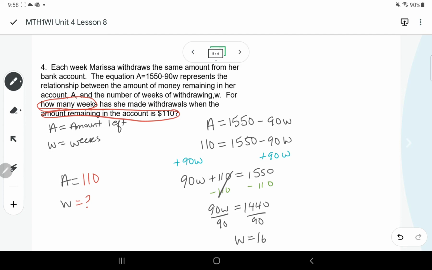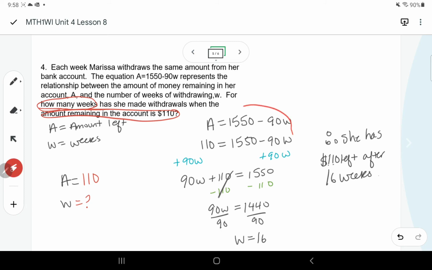that's 16 weeks. So again, word problems always answer in a sentence. So therefore, she has $110 left after 16 weeks. Okay, so answering in a word problem. And again, the only real trick here, this is a good review of our solving equations with our algebra, but we really want to be making sure that you pick the number to go in the correct spot based on the scenario in your question.